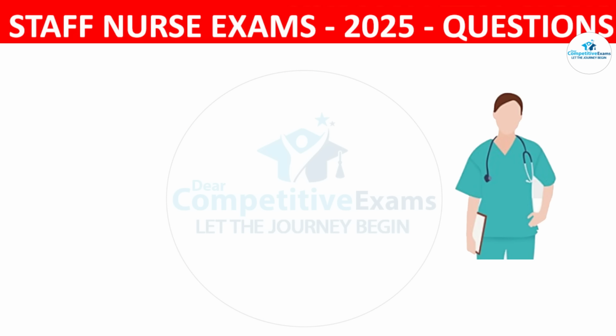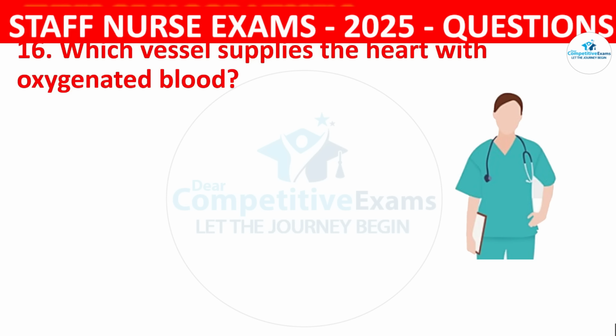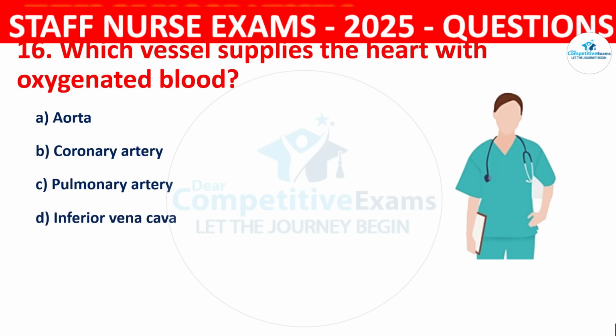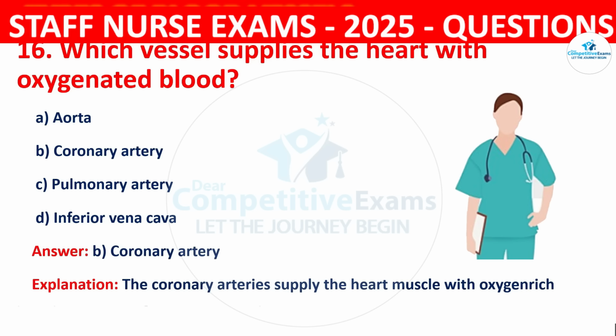Question number 16. Which vessel supplies the heart with oxygenated blood? Your options are: aorta, coronary artery, pulmonary artery, or inferior vena cava. The correct answer is B, that is coronary artery. The coronary artery supplies the heart muscle with oxygen-rich blood, ensuring it functions properly.